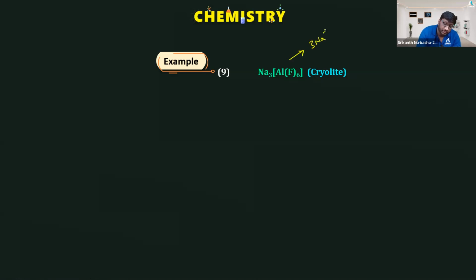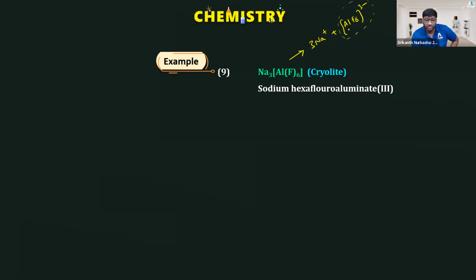How does the dissociation occur? 3Na plus and AlF6 3 minus. First you have to name the cation. The cation is Na plus, so sodium. Then you have to name the anion. The anion is AlF6 3 minus. We have only one type of ligand. What is that? Fluorine. How many are there? Six, so hexafluoro. Sodium hexafluoroaluminate, not aluminium. Why? Because the complex ion is the anionic ion, and in the complex ion you have the metal. So that is why aluminate.